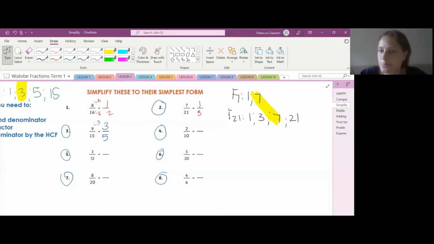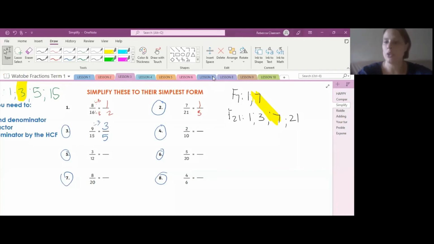So tell me, what do we call a number that only has factors of 1 and itself? Anati? A prime number. Excellent. Very good. Okay, cool.